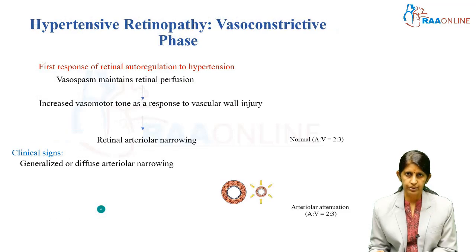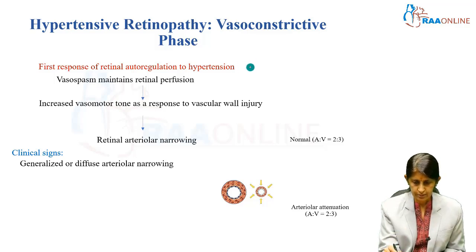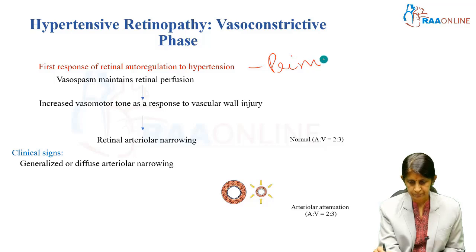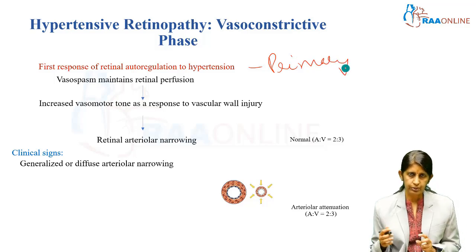So, the vasoconstrictive phase is the first phase. It is a primary response of retinal autoregulation to hypertension. So, this is the first response you will see, the primary response. As soon as a patient develops hypertension, vasospasm is one of the features.